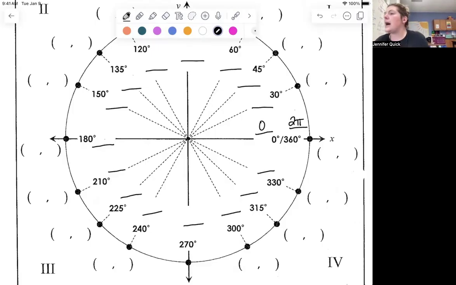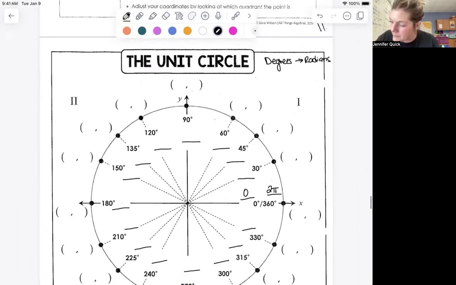Let's take a second and fill in the radians so that we can get it done, and then we can look at the coordinates. If I do 30 times pi over 180, I'm not going to type pi into my calculator. So I'm going to do 30 divided by 180, math, enter, enter, and I'm going to get pi over 6.